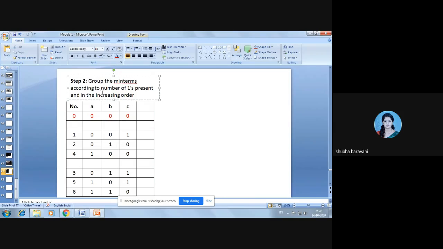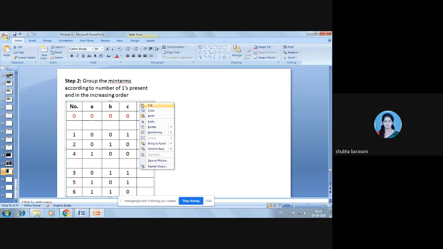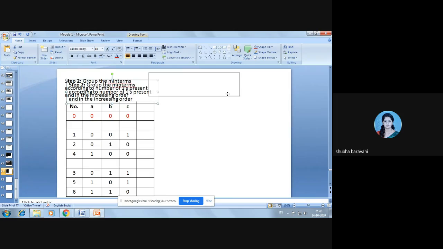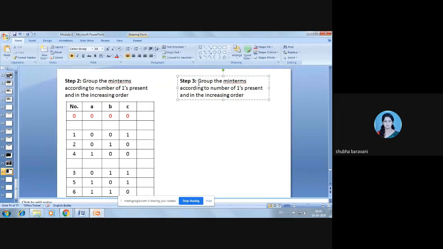Okay, this is the table of step 2. Now, in step 3, what you have to do is go on comparing each group with the immediate next group, and mark only one bit change.